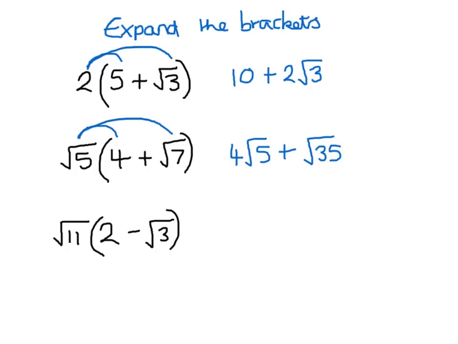We can't put them together because they're not the square root of the same number. Square root of 11 times the square root of 2 will give me 2 lots of the square root of 11. And the square root of 11 times the square root of minus 3 will give me minus the square root of 33.